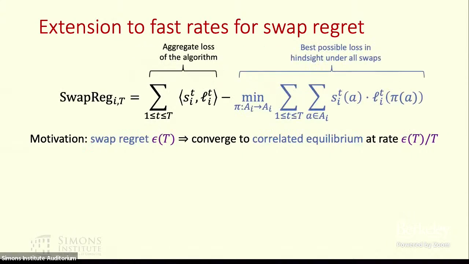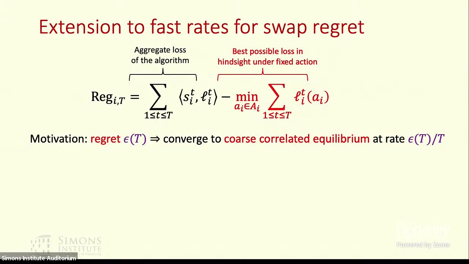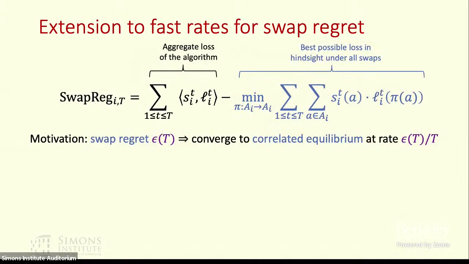Now, there's a more fine-grained notion of equilibrium known as correlated equilibrium, which also contains all Nash and is computationally feasible to compute. Unfortunately, regret bounds are not enough to get convergence to correlated equilibrium. We need convergence of a stronger notion of regret known as the swap regret. So I've defined swap regret here.